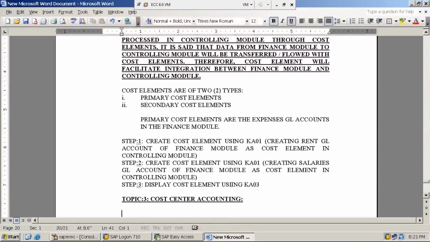So when we take up that topic, I'll explain what a secondary cost element is, what its importance is, and why secondary cost elements are required in the SAP controlling module. But prior to that, we have to move on with the next topic, cost center accounting. So what is a cost center and why is a cost center needed? Before we explain that, first let us look into step number 1, and after completing step number 1, let us try to understand what exactly a cost center is.